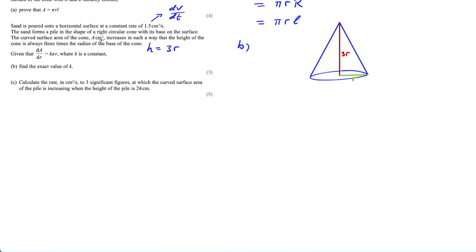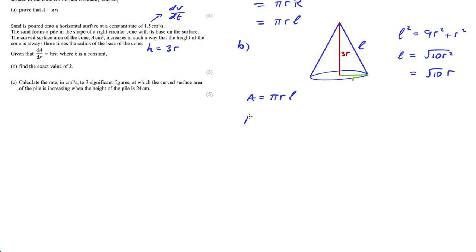The curved surface area of the cone. Now we know from part A that the curved surface area of a cone is equal to pi r L. L is this guy here. Now if this is 3r and this is r, we can find L by using Pythagoras' theorem. So L squared equals, sorry, 9r squared plus r squared, which is 10r squared. So L is equal to root 10r squared, which is equal to root 10 r.